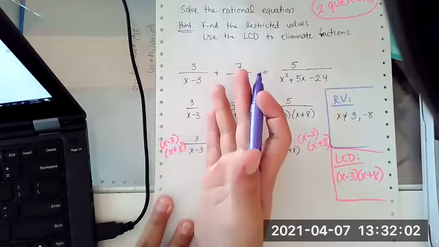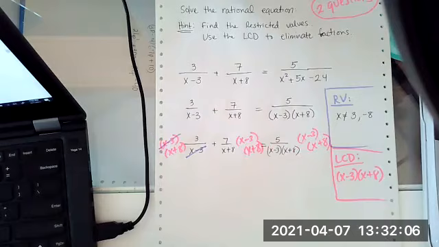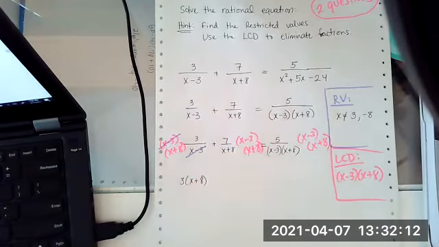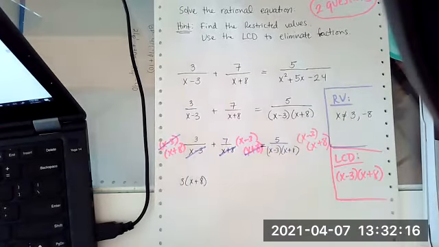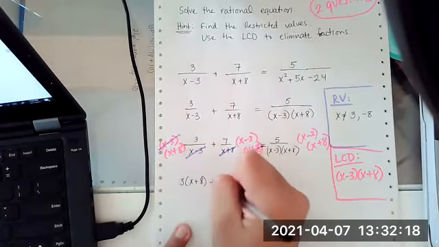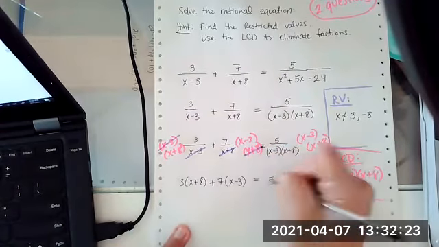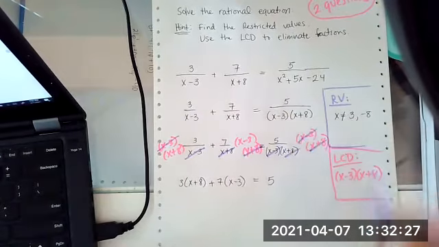So for the first term, the x minus 3's cancel out. So you would have 3 times x plus 8 left over. For the second term, the x plus 8's cancel out. So you have plus 7 times x minus 3 left over. And that's equal to just 5, since both of these factors cancel out.